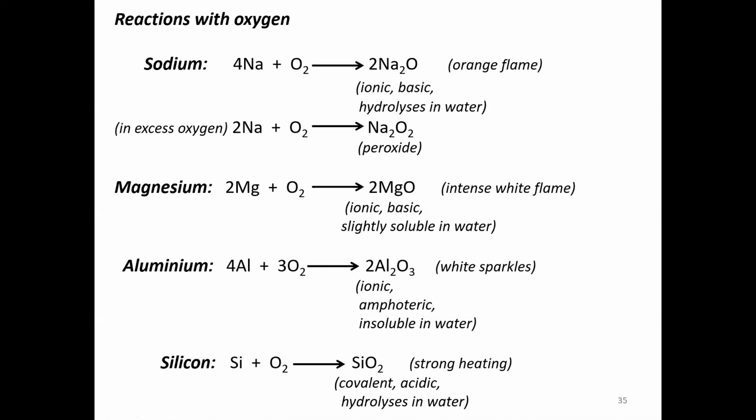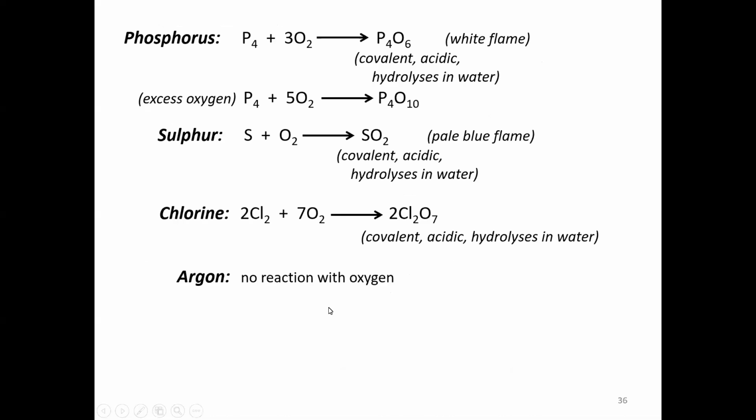Your silicon also reacts with oxygen to form silicon oxide, and the compound is covalent. For you to know compounds that are ionic or covalent, it has to do with the difference in electronegativity between the element and oxygen. Your silicon oxide, just like the reaction with steam, is acidic, and it can also hydrolyze in water. Now for your phosphorus, sulfur, and chlorine, they all react with oxygen. So all period 3 elements react with oxygen.